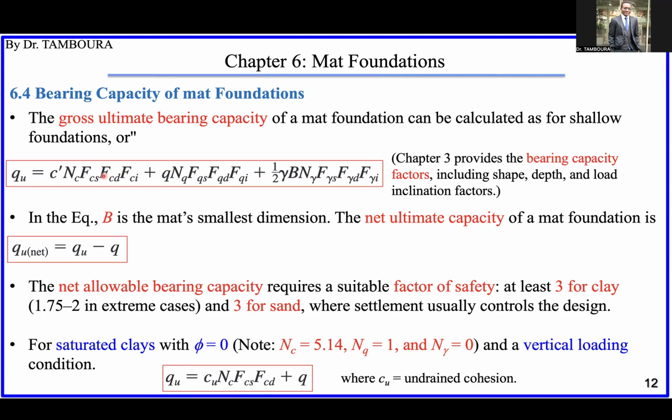Then here, remember that the load is not inclined, so this one is 1. If you check very well, we just replace the c prime cohesion by the undrained cohesion, c_u, because it is saturated clay. Then you will see that we have exactly the same equation here. So this one is coming from here, the undrained cohesion.